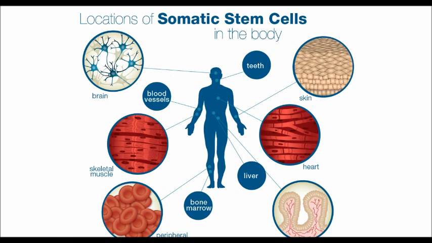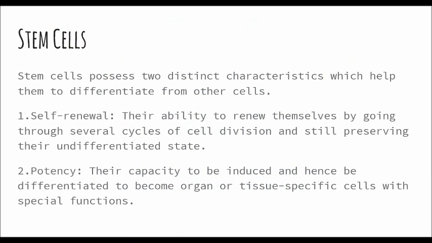This diagram depicts the various locations of somatic stem cells in the body. They are found in the brain, skeletal muscle, peripheral blood, heart, skin, etc. Stem cells basically possess two distinct characteristics which help them to differentiate from other types of cells in the body. First one is self-renewal.